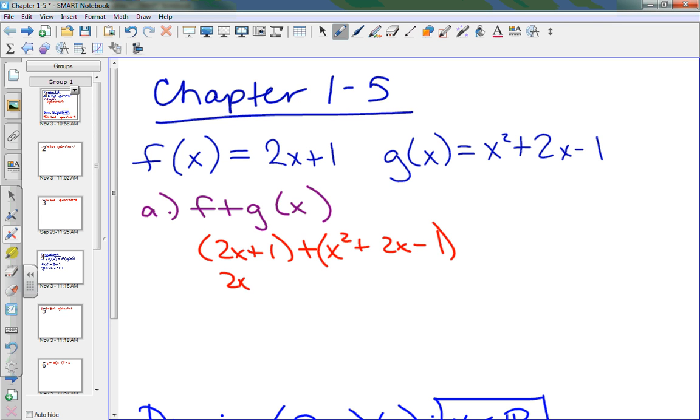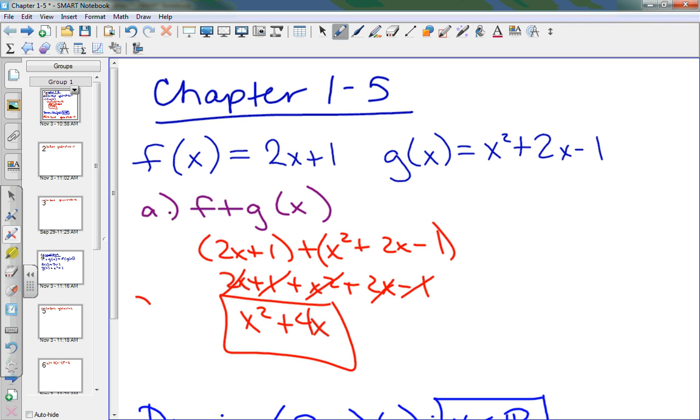So I drop parentheses, and now I need to combine like terms. So what are my like terms here? So x squared comes over, that's gone. What's 2x's plus 2x's? 4x's. And what's 1 minus 1? Gone. So here is your f plus g function. Do we understand that? That's your final function. I created a new function by just simply adding two functions together.